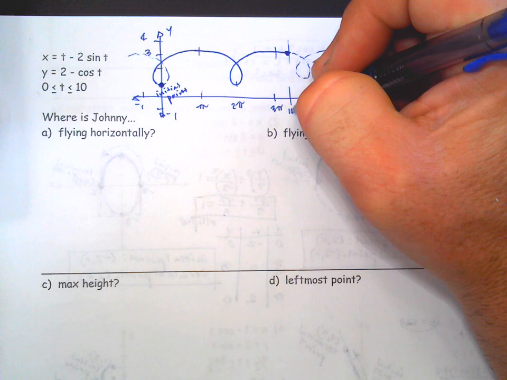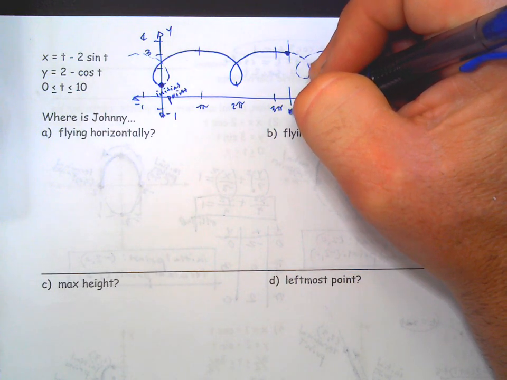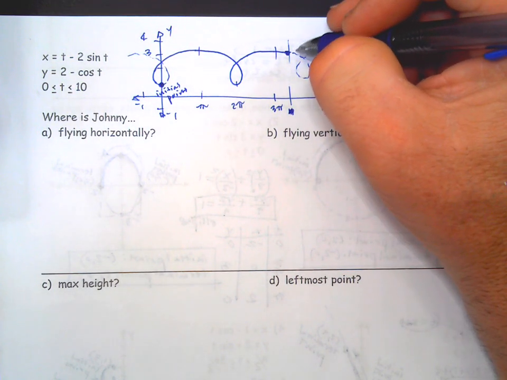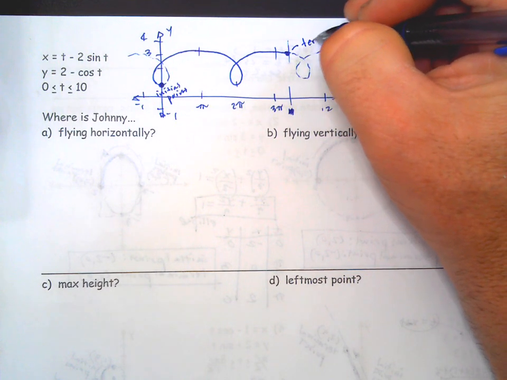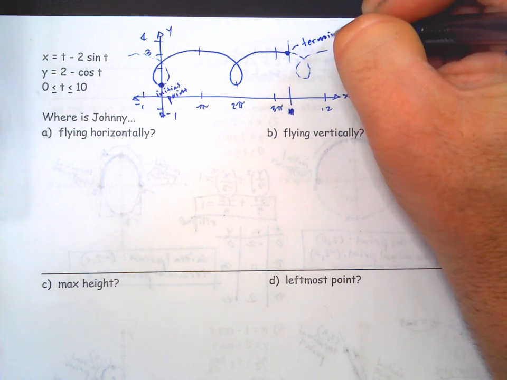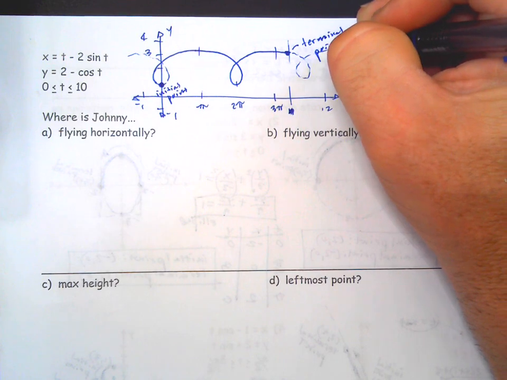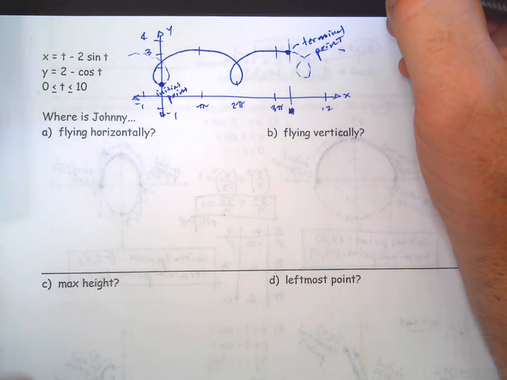I don't even know if that's actually 10 or not. I mean, we could see later, but it looks like it's close to 10. So here's the terminal point, whatever it is. I'm not even saying we need to find it. Okay. Now, here's a question.